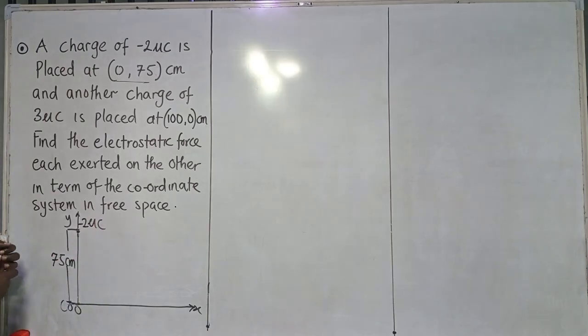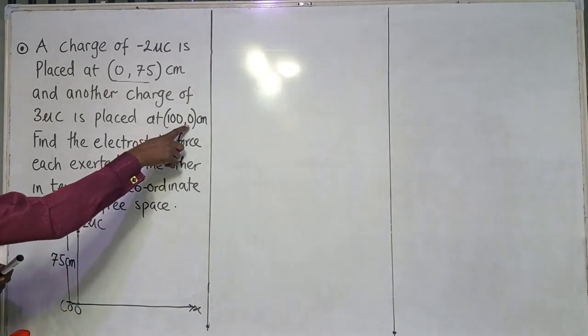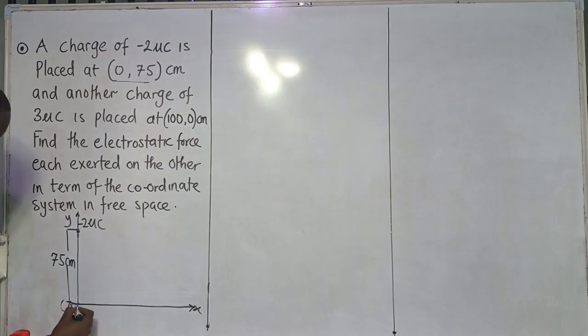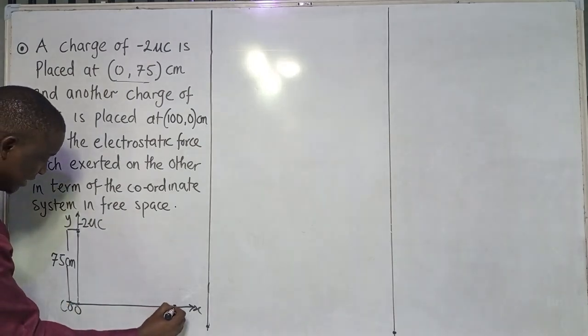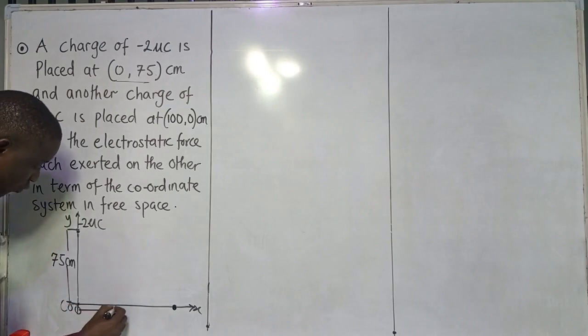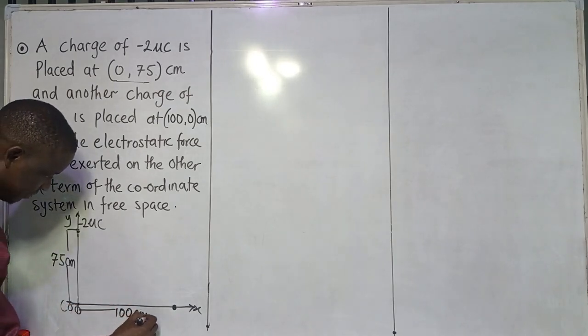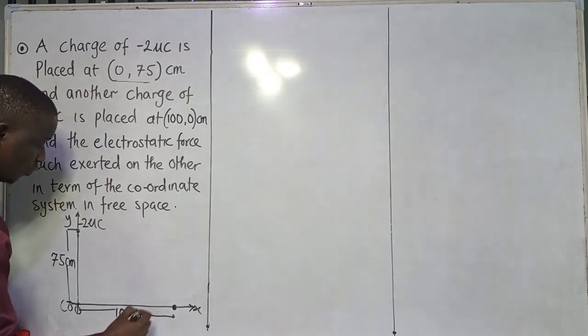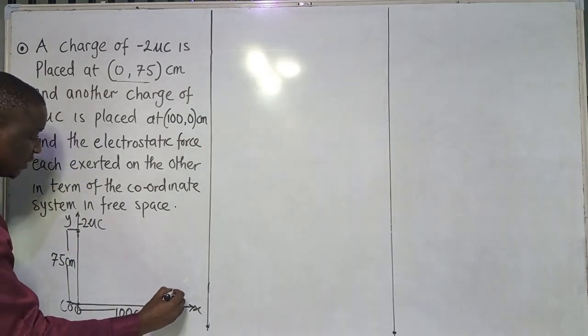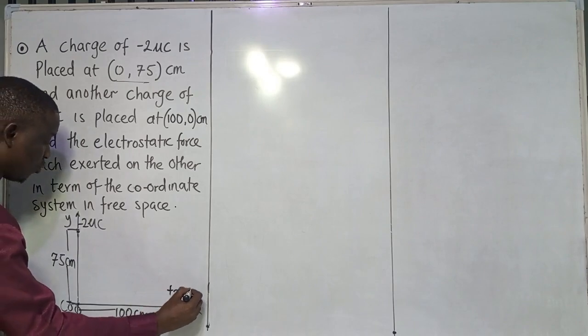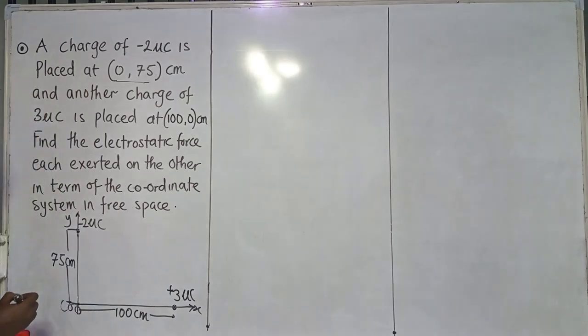Then another charge of plus 3 microcoulomb is placed at x 100 and y 0. That should be found along this side. Let's see here. So here is 100 centimeter, and y is 0 here. So this is plus 3 microcoulomb. Okay. Find the electrostatic force each exerted on the other in terms of their coordinate system.